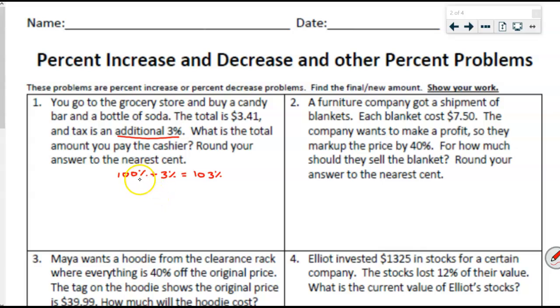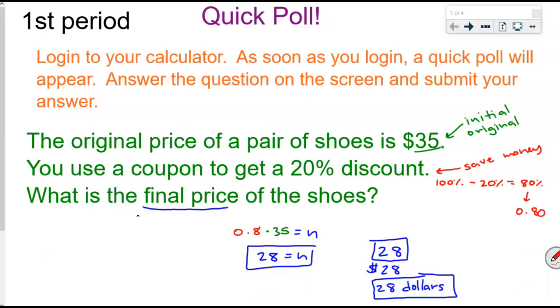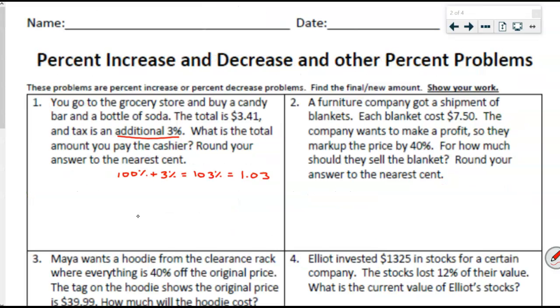And yes, technically that's one calculation, but it's a calculation that I could easily do in my head and understand that I'm going to be calculating with 1.03. 103% is equal to 1.03. See how similar this is to our last problem, our quick poll. Only difference here is that in our quick poll, it was a discount, so we subtracted 20%. Here, it's an additional 3%. We're paying extra in taxes.